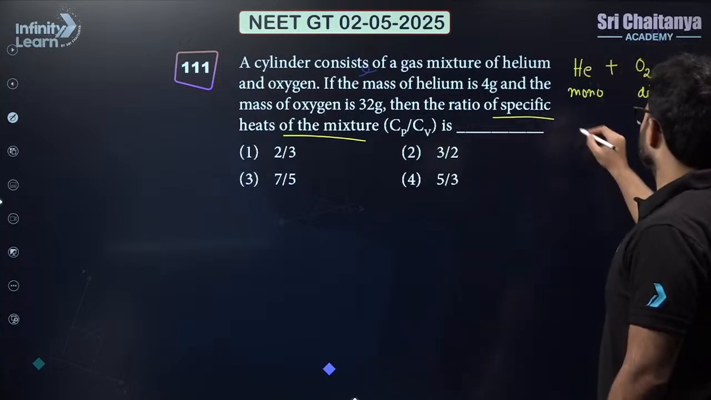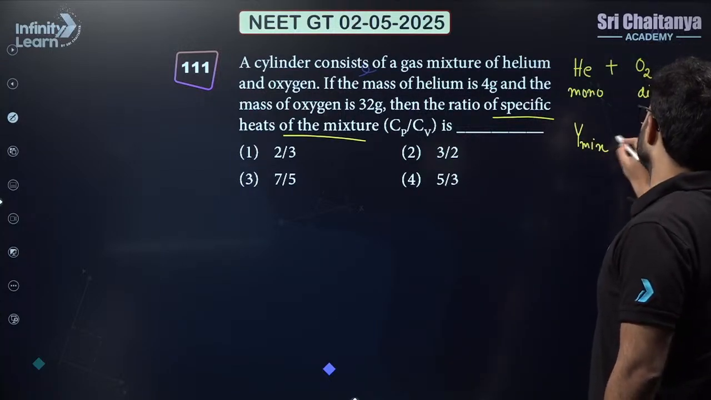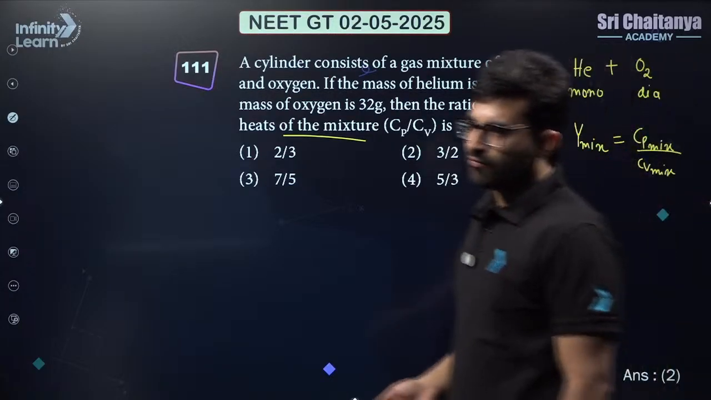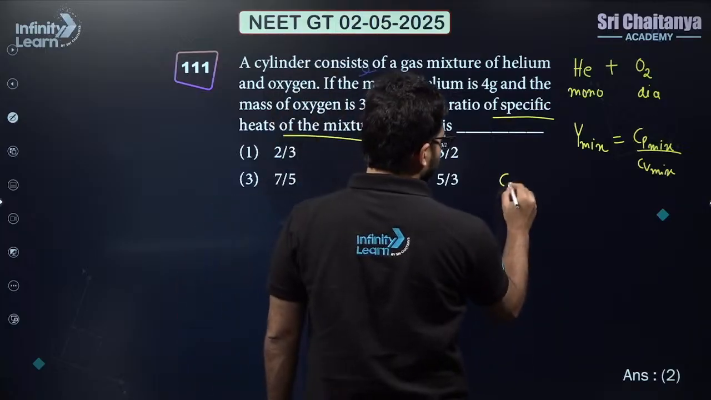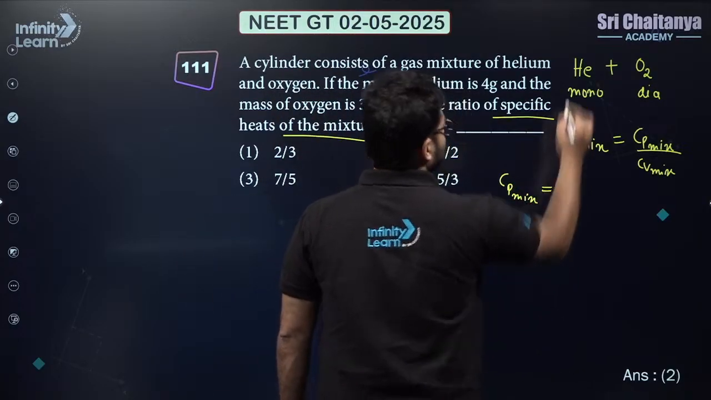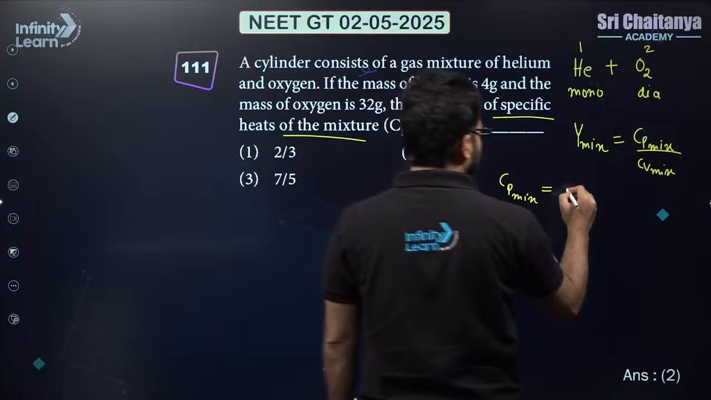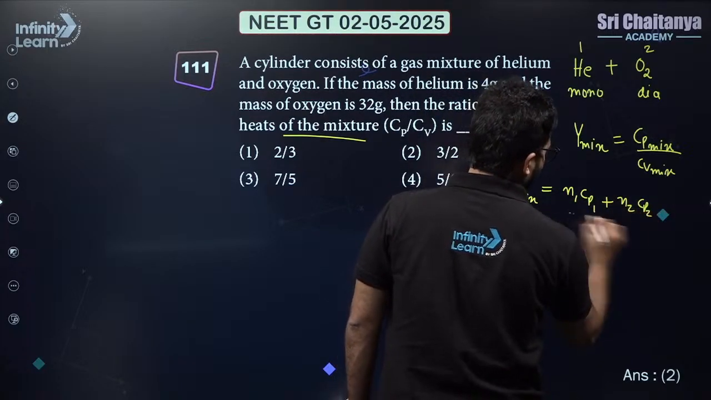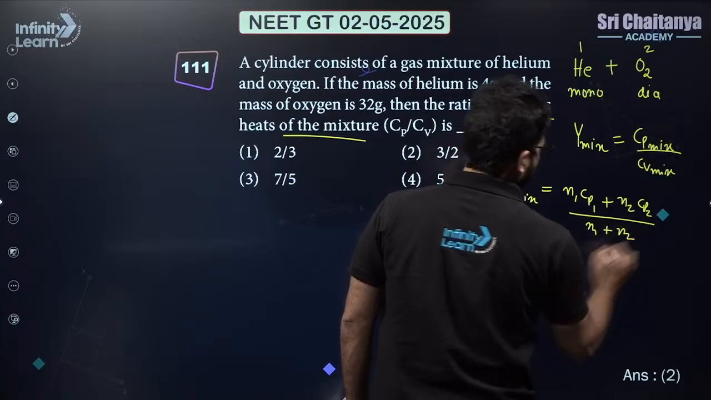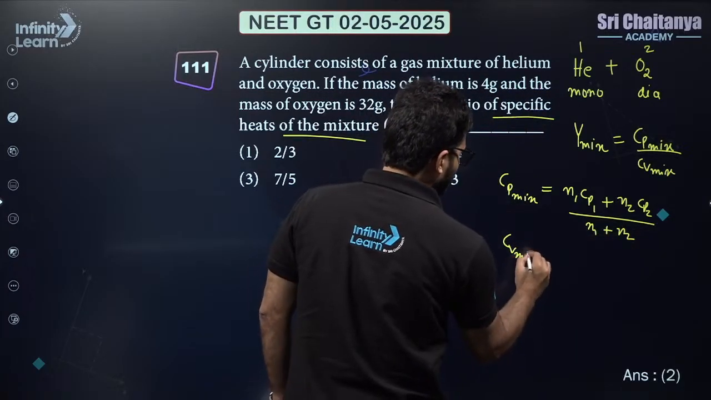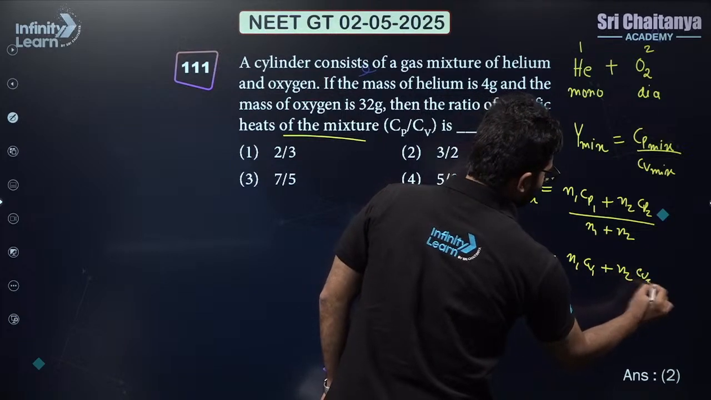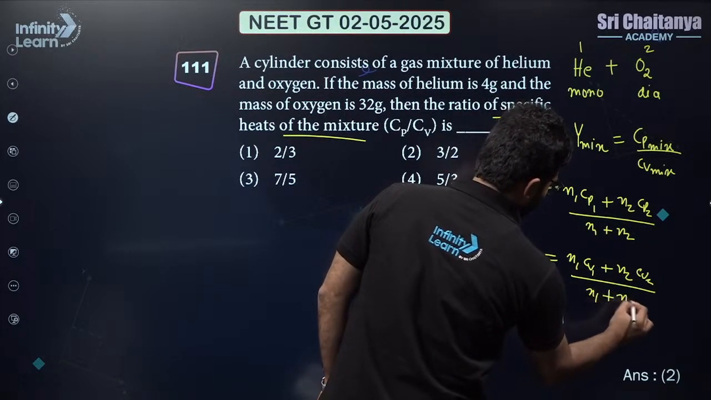So what is the formula? Gamma of mixture is given by Cp of mixture divided by Cv of mixture, right? And you know how to calculate Cp of mixture, right? So what is Cp of mixture? Cp of mixture is given by, let's say this is 1, this is 2. So N1 Cp1 plus N2 Cp2 upon N1 plus N2, right? And what is Cv of mixture? Cv of mixture is N1 Cv1 plus N2 Cv2 divided by N1 plus N2, correct?